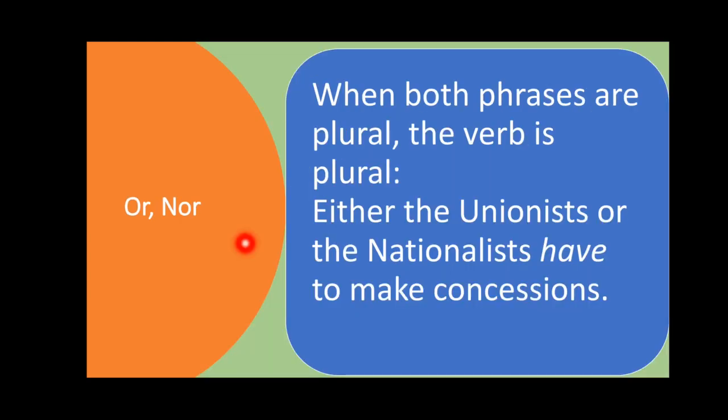Now let's talk about how the plural verbs are used with the conjunctions or and nor. When both phrases are plural, the verb is plural. How? For example, either the unionists or the nationalists have. So unionists is also a plural noun, and nationalists is also a plural noun. That's why a plural verb have is used here, right?